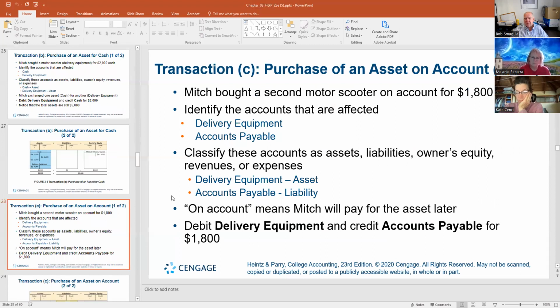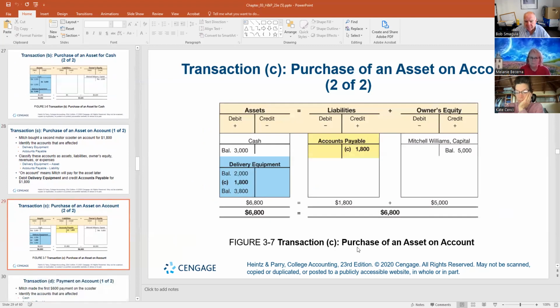Purchase an asset on account. On account and no money's involved in the transaction. So again, we bought delivery equipment. So we're going to debit delivery equipment, but accounts payable goes up. Okay? We didn't pay cash. We're not going to credit cash. We're going to credit accounts payable since liabilities have a normal credit balance. And there we see it. There's the 1,800 going into delivery equipment and accounts payable. So you see how the T accounts start building themselves?